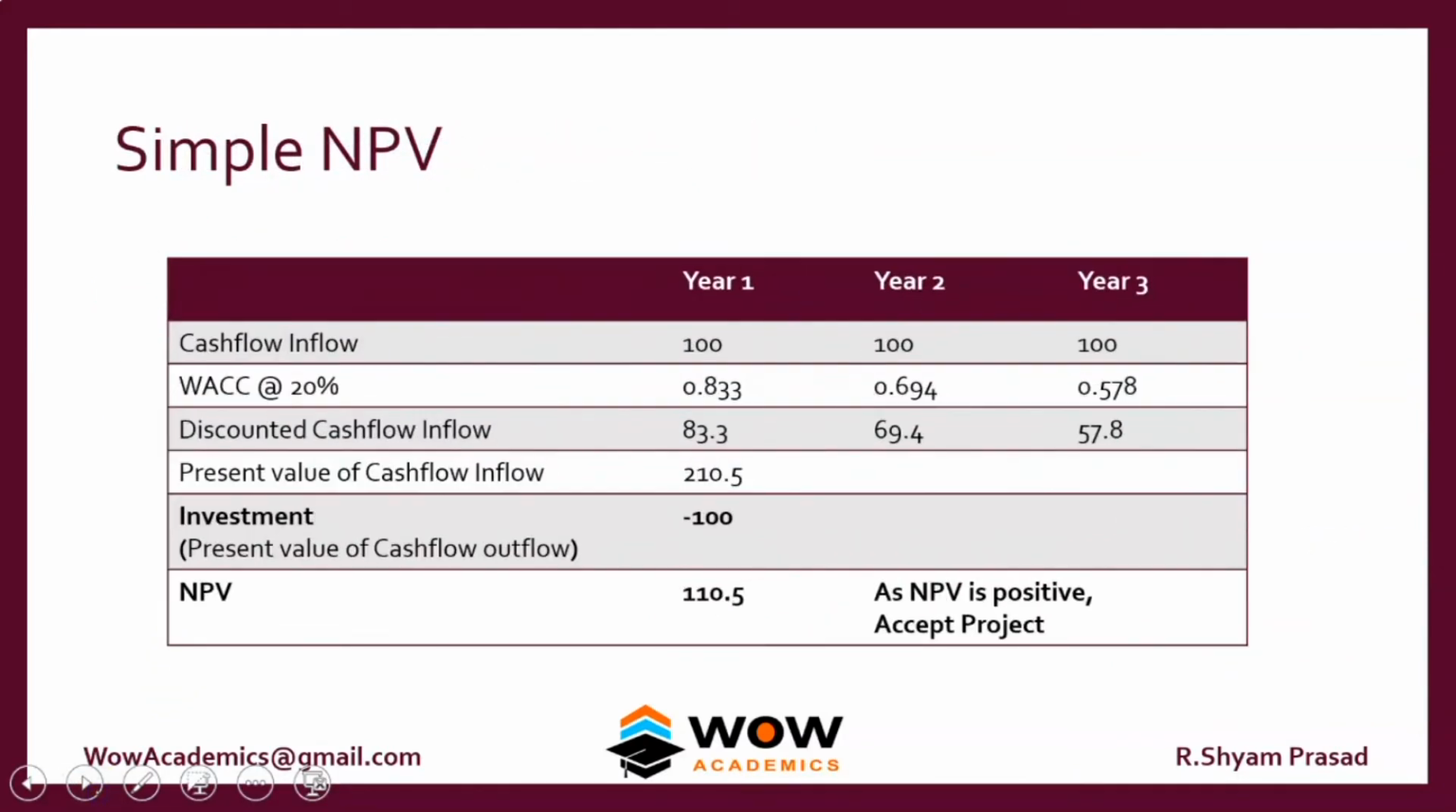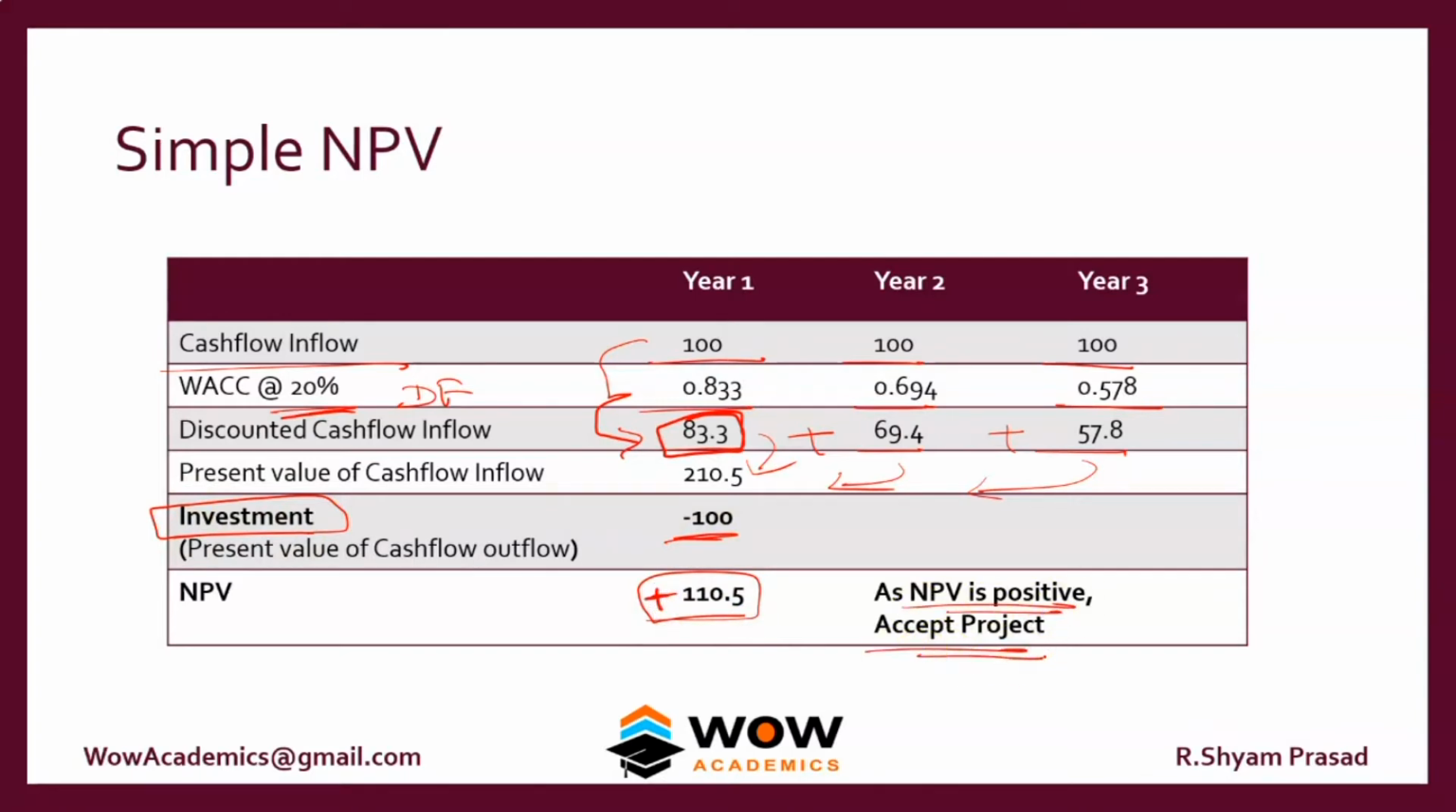So this is a very simple NPV problem. We have the cash flows for 3 years, 100, 100, 100. We have the WACC or the discount factor. This is the discount factor at 20%. That gives you these numbers. Multiply both these numbers, you will get your discounted cash flow. Add all these numbers together, you get your present value of cash flow. The investment of this project is minus 100, so you deduct it and you get your NPV. As NPV is a positive number, you are going to accept the project. It's a very simple problem.